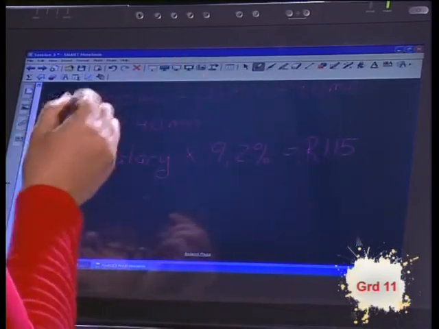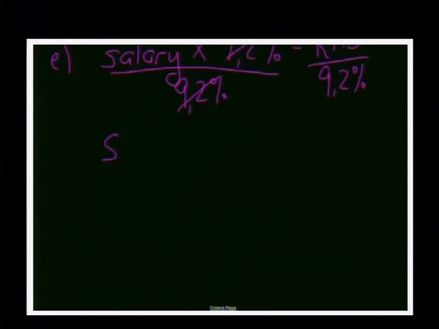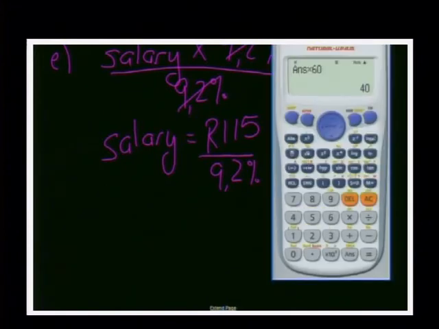And now all we need to do is solve it and find her salary. So I'm going to try to get the salary on its own. I'm going to eliminate everything else that is around it. So I'm going to divide here by 9.2%, because then those cancel, and I'm left with the salary on its own. But what I do to the one side, I have to do to the other. So we end up with her salary is equal to 115 Rand divided by 9.2%. And now we can calculate that on our calculator.